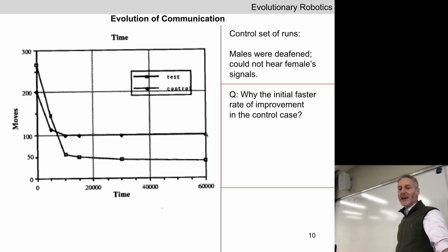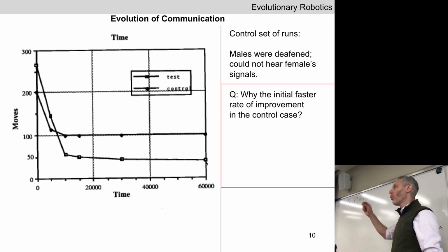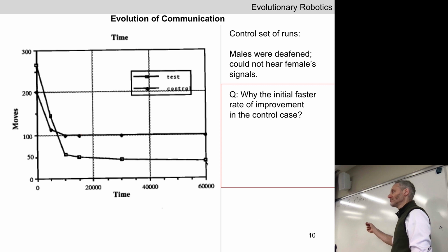Not surprisingly, by the end of evolution, these males that cannot hear very well, it takes them longer to find females. The difference between these two curves is proof that the males and females have evolved communication. The females have evolved the ability to, quote unquote, know when to emit what signal, and the males have evolved the ability to know what to do when they hear what signal. That obviously cannot happen in the control study because the males can't hear. Make sense? Seems pretty clear.